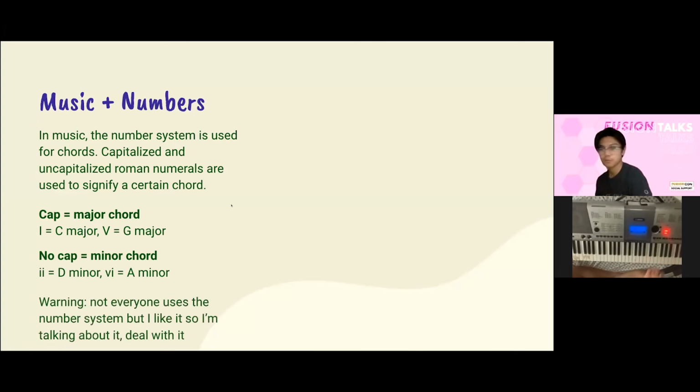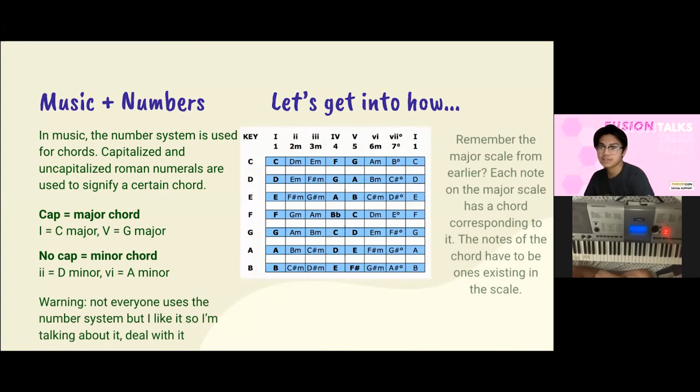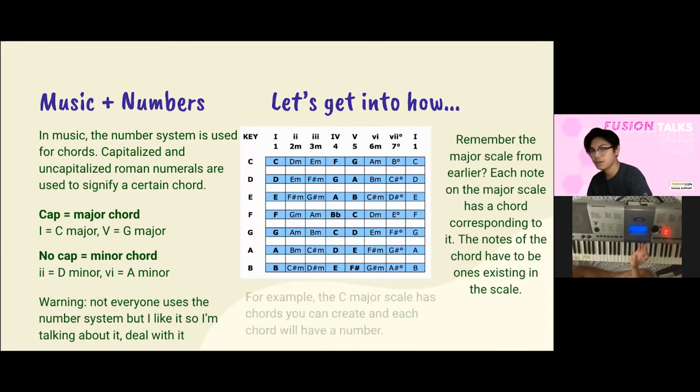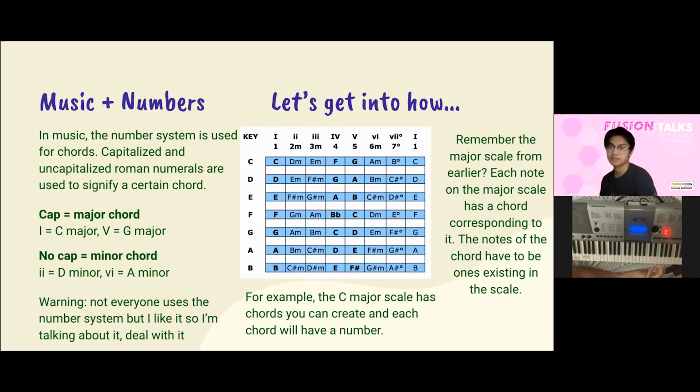That's a warning, not everyone uses the system, but I like it, so I'm talking about it. So for every note in a scale, there is a chord that relates to it. So for the C major scale, this would be C, D minor, E minor, F, G, A minor, B. This one is weird. It's called a B diminished chord, but we don't have to go into that. It's not very common in music that we listen to today. And back to C, right?